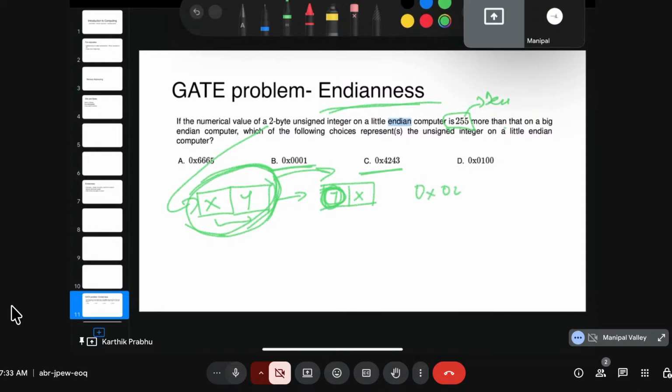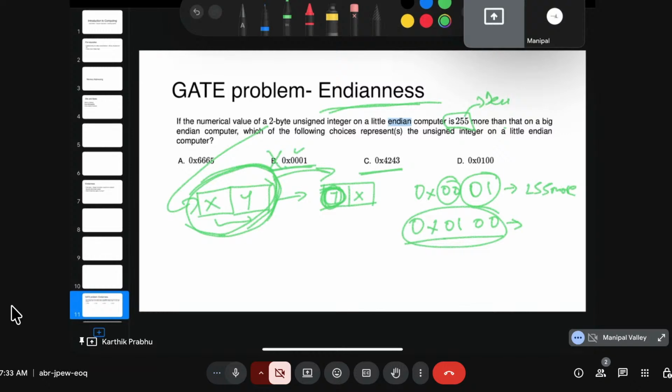If we reversed B, 0001, if we reversed it, it would become 0100. So now this number is obviously bigger, right? Because 1 is at a higher location than this. So this cannot be the answer because this number is 255 more. So this B option will get eliminated because it's an option which is already smaller than the big endian representation. So this cannot be the answer.